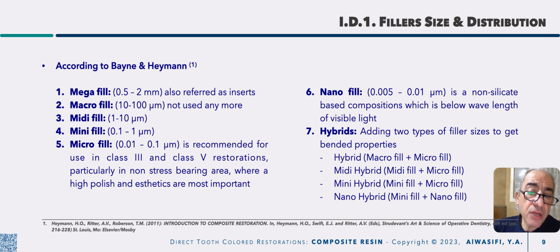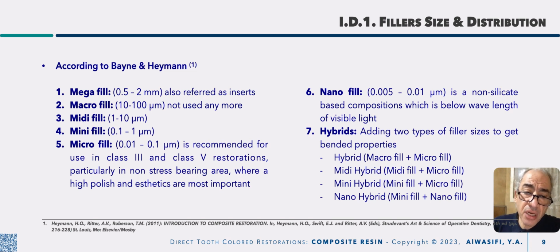Then comes the nanofill composite, with filler size ranging from 0.005 up to 0.01 micron, which is a non-silicate based composition which is below the wavelengths of visible light. That's why it is a highly translucent material with good aesthetics and at the same time having superior mechanical properties. And the group of hybrids is a mixing of, or adding, two types of filler size to get blended properties, to combine high strength or superior mechanical properties with superior aesthetic properties.